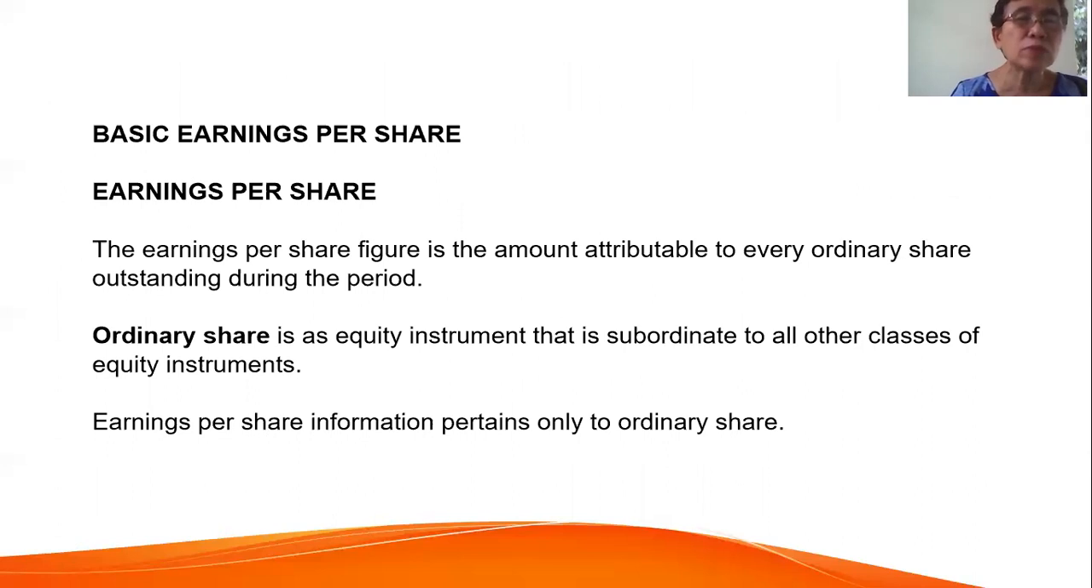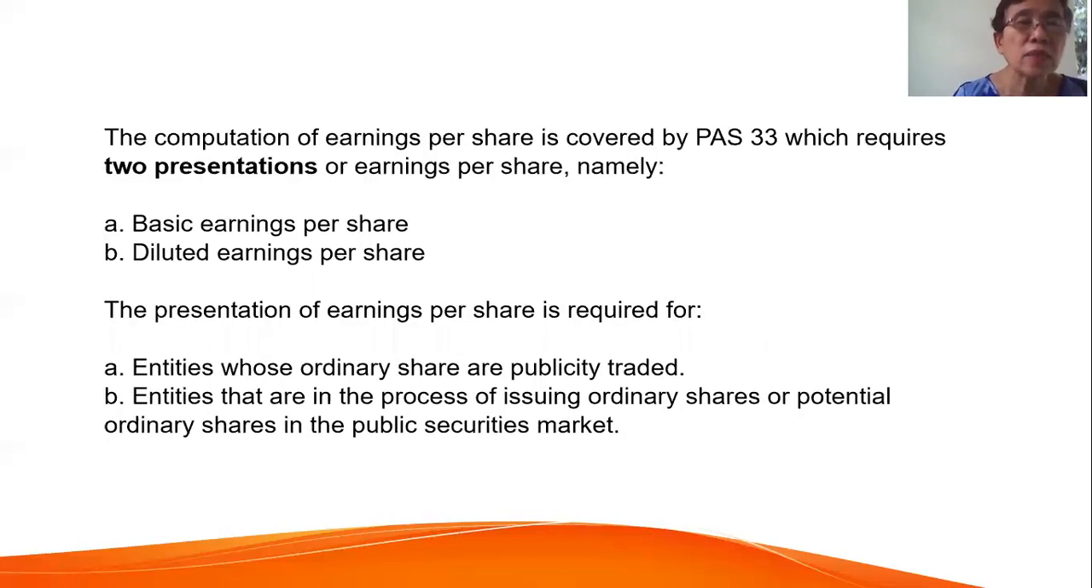Now we go to basic earnings per share. That's already part of chapter 19. The earnings per share figure is the amount attributable to every ordinary share outstanding during the period. Ordinary share is an equity instrument that is subordinate to all other classes of equity instruments. Earnings per share information pertains only to ordinary shares, so not to preference shares.